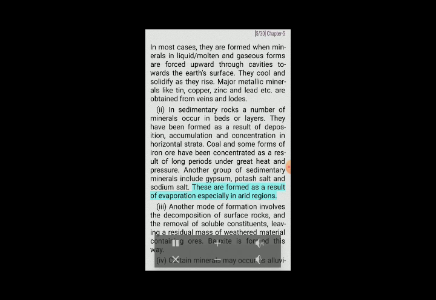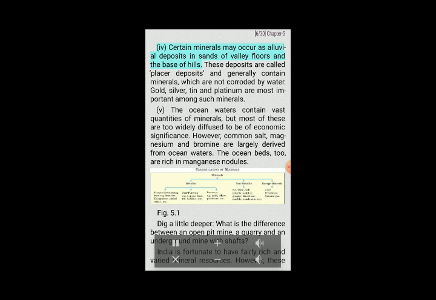These are formed as a result of evaporation, especially in arid regions. Another mode of formation involves the decomposition of surface rocks and the removal of soluble constituents, leaving a residual mass of weathered material containing ores. Bauxite is formed this way.